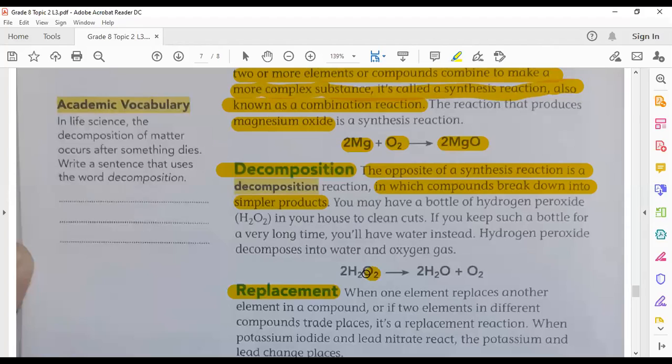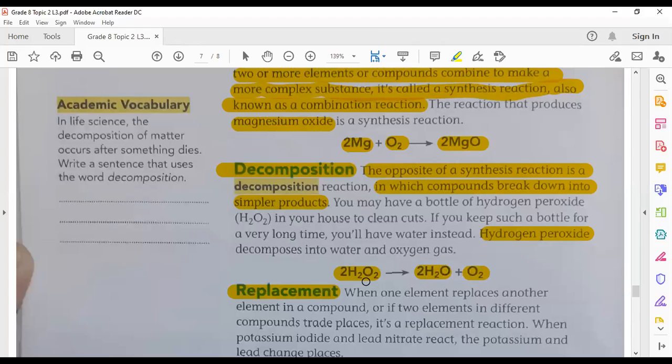For example, this is not water. Do you know what it is called? This is not water. It is H2O2. It is hydrogen peroxide. It is not H2O. You may have a bottle of hydrogen peroxide in your house to clean cuts. If you keep this bottle for a long period of time, it will decompose. Hydrogen peroxide decomposes into water and oxygen. Notice that hydrogen peroxide decomposed, or broke down, into simpler substances, water and oxygen.